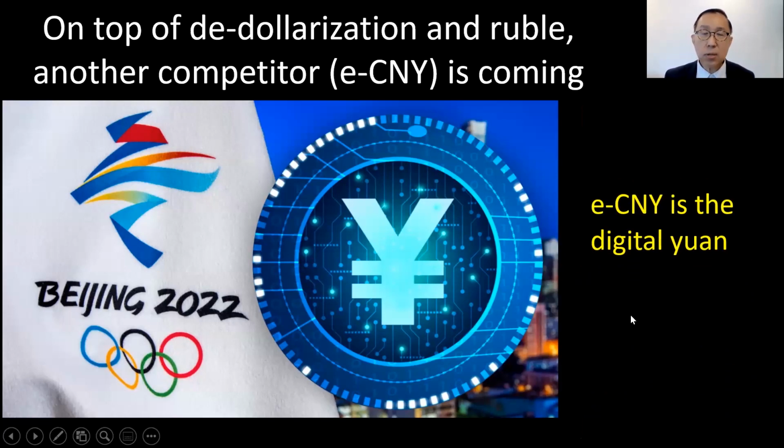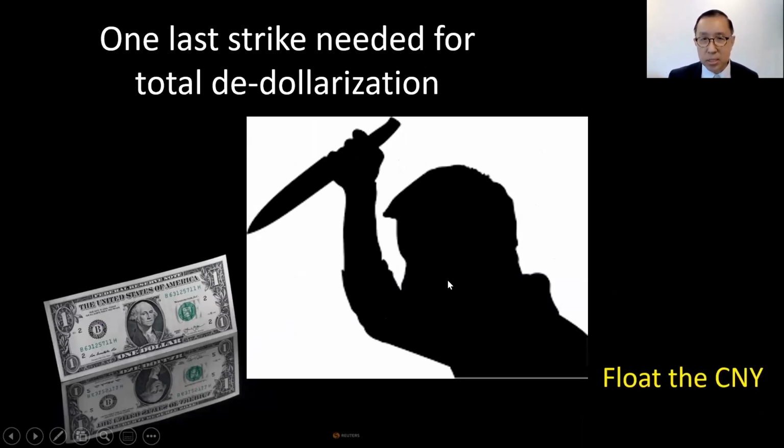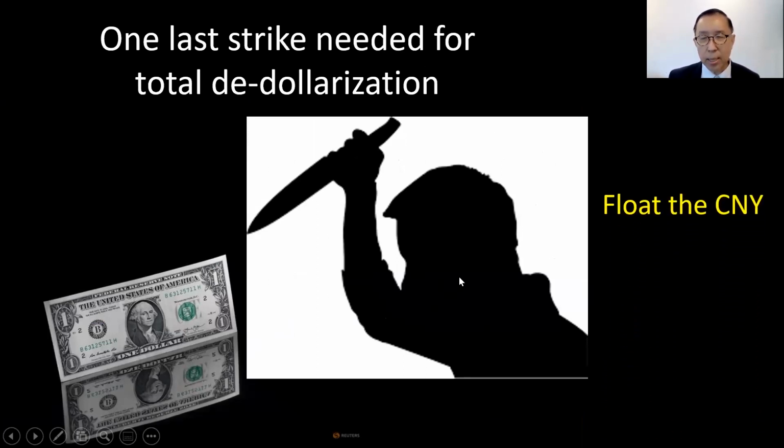China wanted to introduce this in February this year, but because of COVID and all that, tourists weren't going to Beijing, so they pushed back the launch date. Now, if China introduces a digital yuan to the world, it will undermine the US dollar even further. But there's something which China must do first, and that is to float the Chinese renminbi.